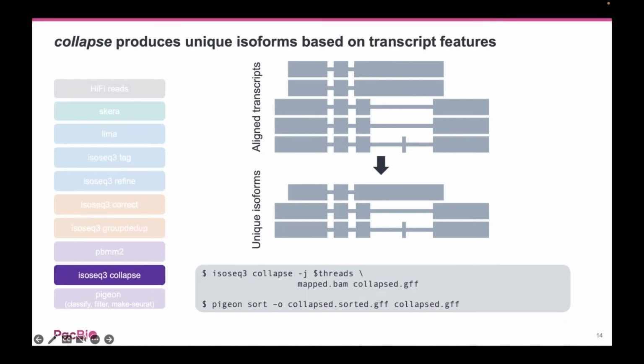Iso-seq 3 collapse produces unique isoforms based off of their transcript features. So this will look at your transcription start and end sites, as well as all of your splice junctions, and collapse them into unique isoforms based off of those features. This will produce a collapsed GFF file, which can then be sorted using our next tool, Pigeon, to create a sorted GFF file.